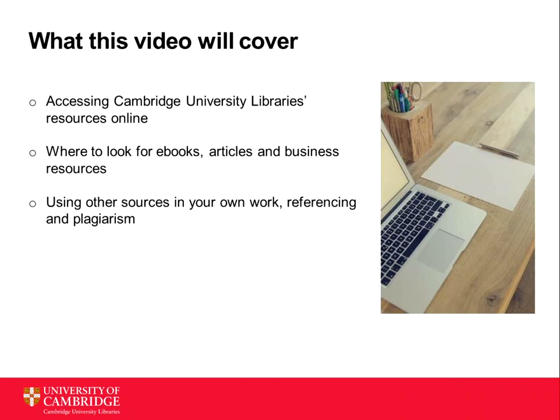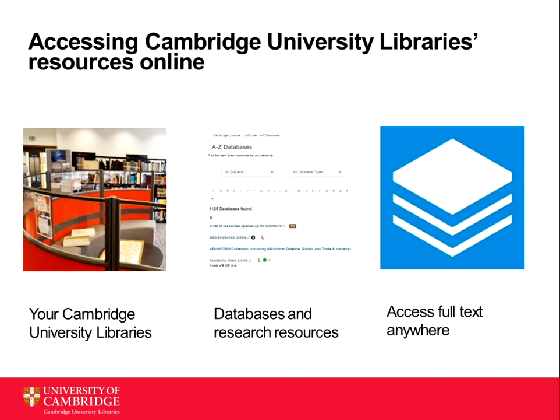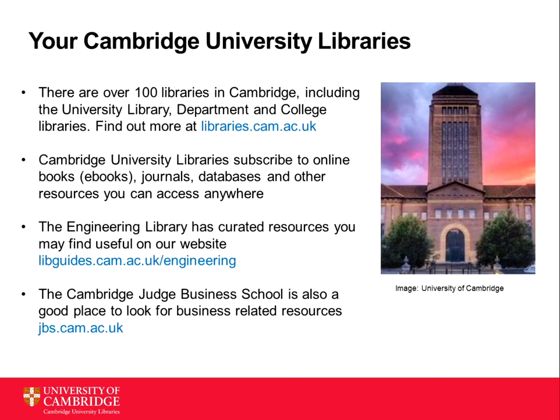This video will cover accessing Cambridge University Library resources online, where to look for ebooks, articles and business resources, and using other sources in your own work. To help you find Cambridge University Library resources online quickly and easily, we will look at the different Cambridge libraries, as well as how to find databases and research resources that you can use to search for items to read to support your work, and how you can access the full text of articles online anywhere.